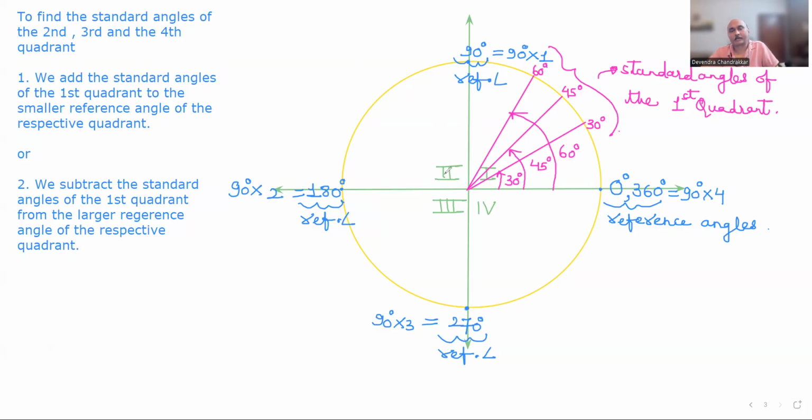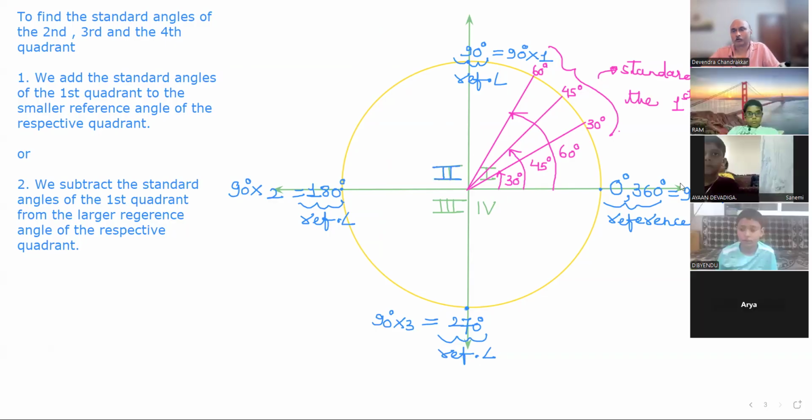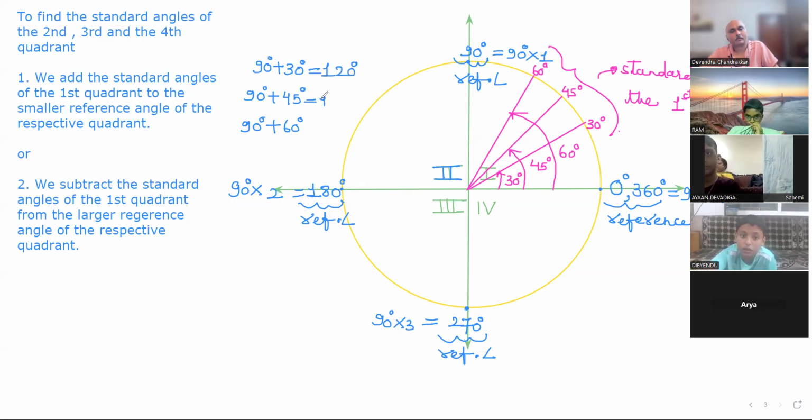So let's talk about the second quadrant. Anybody who wants to volunteer? Okay, Devendra, come. The smaller reference angle is 90. 90, very good. So to this 90, what do we do? Add 30 first, then add 45, then add 60 degrees. Very good, Devendra. So this is how we find the standard angles of the second quadrant.